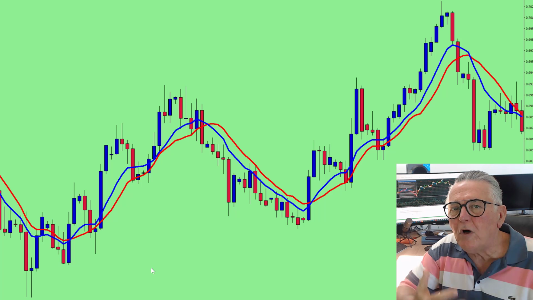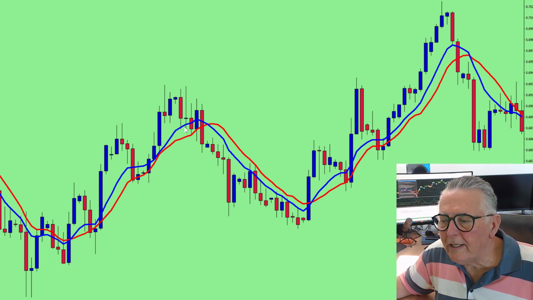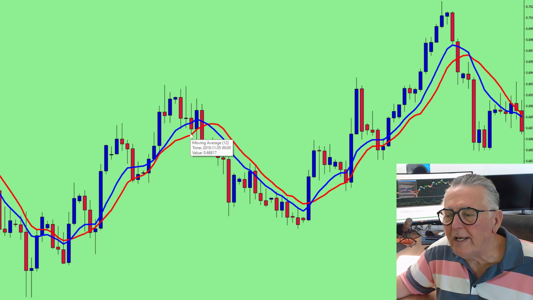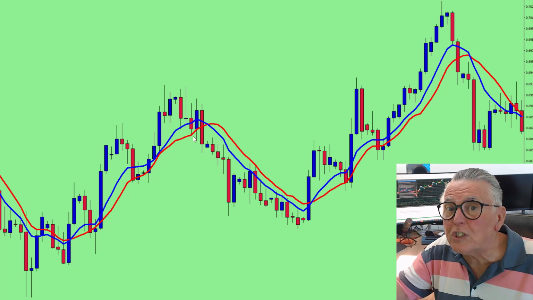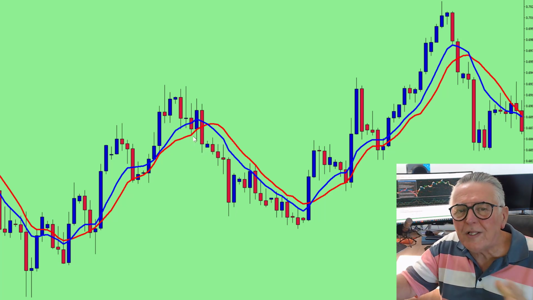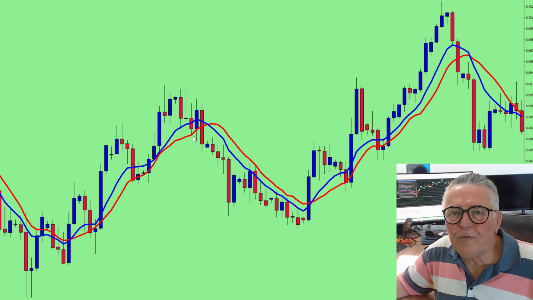If you want your signals to be faster, you could use the weighted moving average. If you want to have them slower, you can use the conventional one, or if you want them even slower, you can use the smooth one. So those are the kind of options you have, and I've used the same setting for all of them.